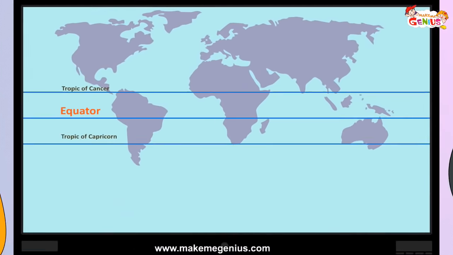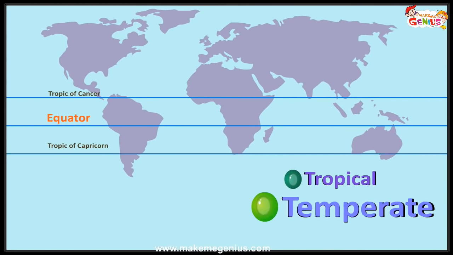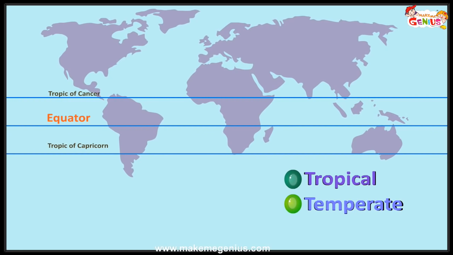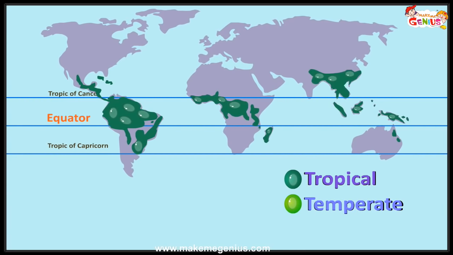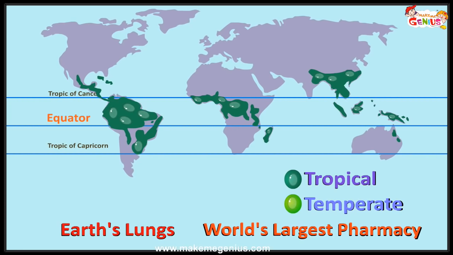Rainforest. Tropical and temperate. Major tropical rainforests are found in South America, Africa, and Asia. These are also known as Earth's lungs, as they are responsible for about one-third of oxygen turnover. I also heard that tropical rainforests are known as the world's largest pharmacy. Yes, you're right, because a lot of natural medicines have been discovered here.